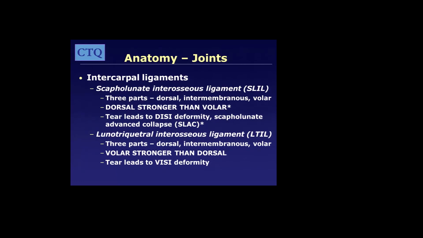Each has 3 parts. For the scapholunate ligament, the dorsal part is stronger than the other 2. For the lunotriquetral ligament, the volar third is stronger than the other 2.